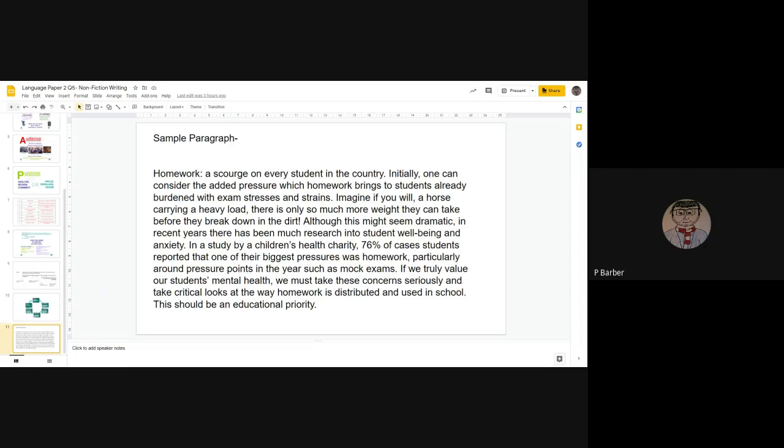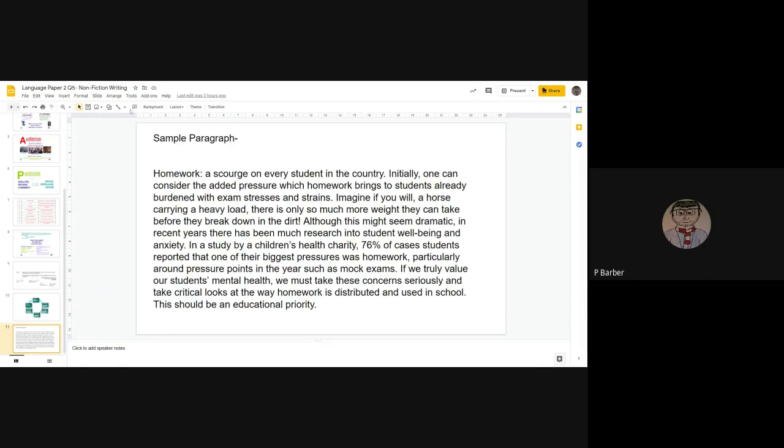reported that one of their biggest pressures was homework, particularly around pressure points in the year such as mock exams. If we truly value our students' mental health, we must take these concerns seriously and take critical looks at the way homework is distributed and used in school. This should be an educational priority.